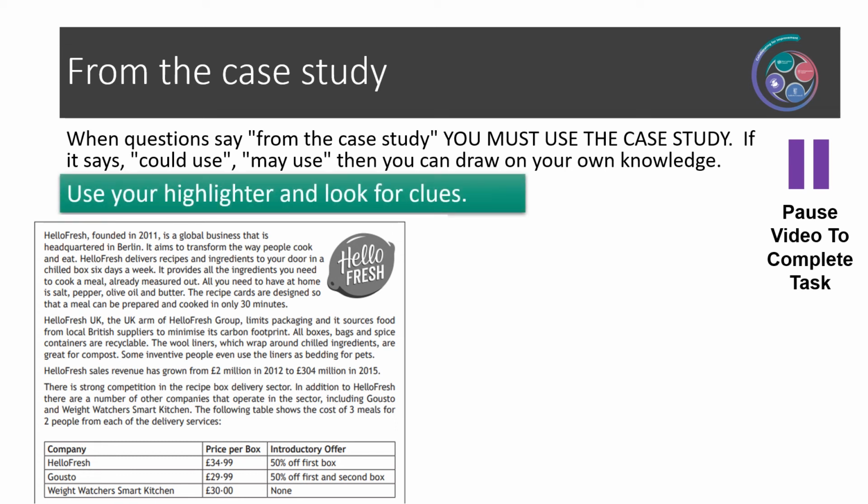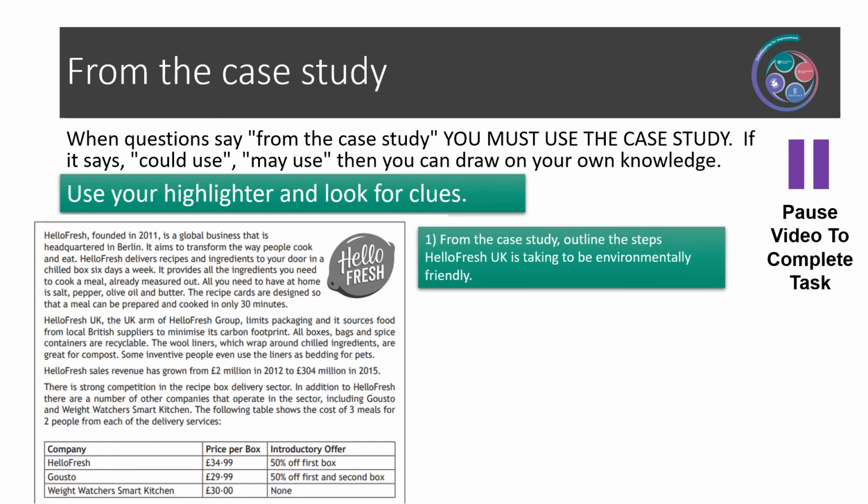This is a good time to use your highlighter to look for clues. So you should be highlighting, circling your case study at this point. So we're going to do this question. From the case study, outline the steps HelloFresh is taking to be environmentally friendly. And that should be 3 marks.